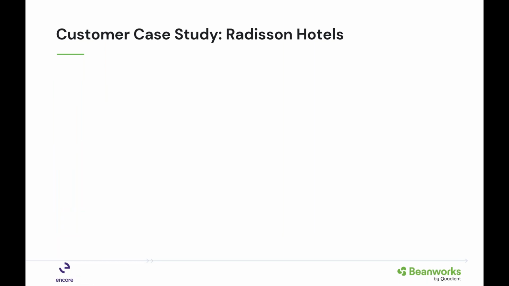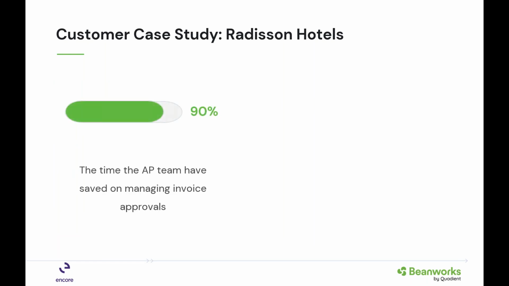So that's where Beanworks came in, and we helped them automate their tedious and manual tasks. As a result of using Beanworks to automate their AP process, the hotel was able to address their number one priority of saving time on the invoice approval process. Not only was the AP team able to reduce the time spent on managing invoice approvals by 90%, but they were also able to reduce cost and increase accuracy of the data that their accounting system was pulling in.